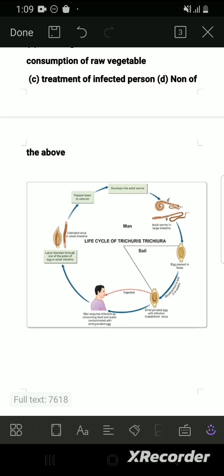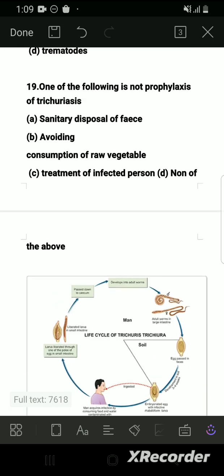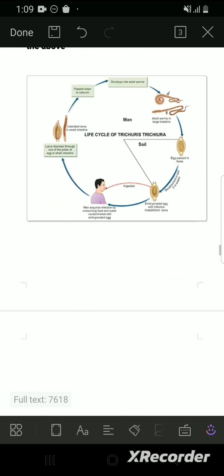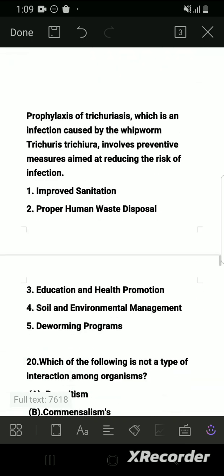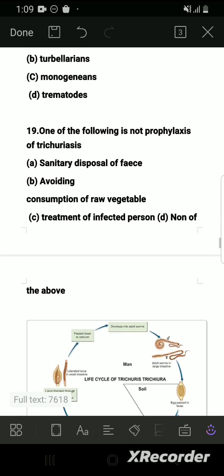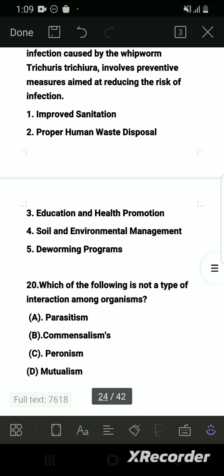So our question states one of the following is not a prophylaxis of trichuriasis. We talk about sanitary disposal of feces, avoiding consumption of raw vegetables, treatment of infected persons, and none of the above. One of these is not prophylaxis. The answer is none of the above actually, because sanitary disposal is among them, avoiding consumption of raw vegetables is among them, and treatment of infected persons is among the ways of reducing trichuriasis.